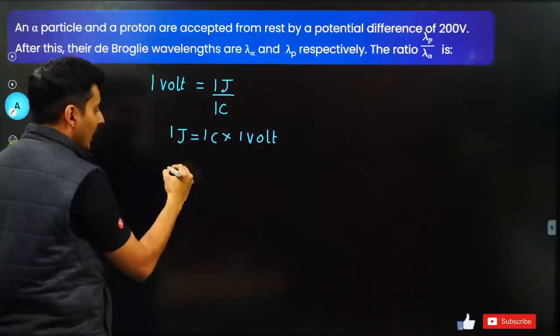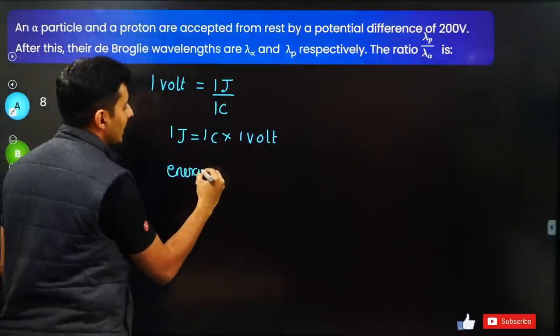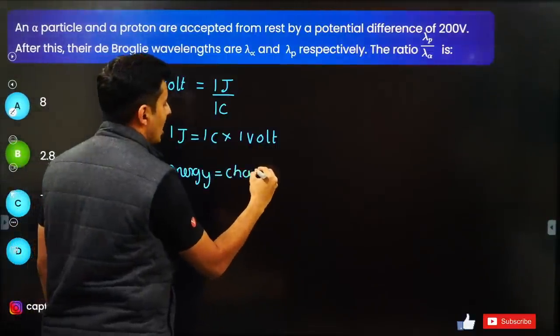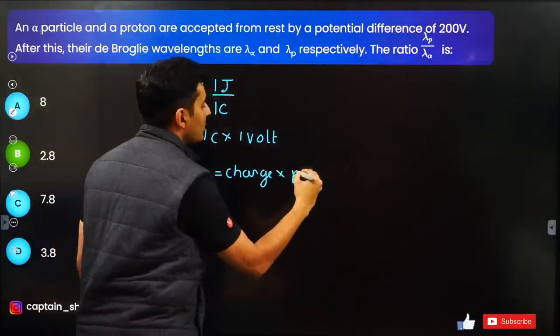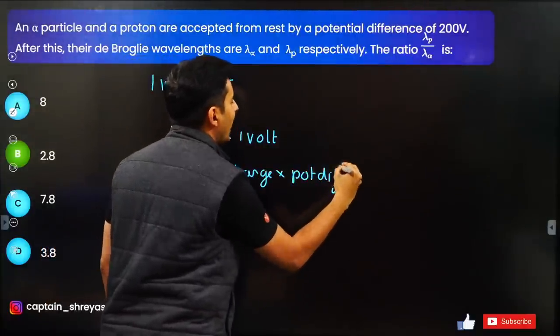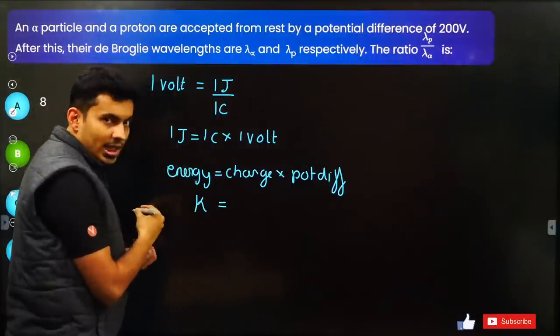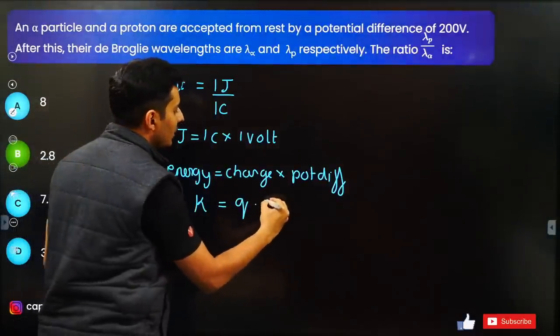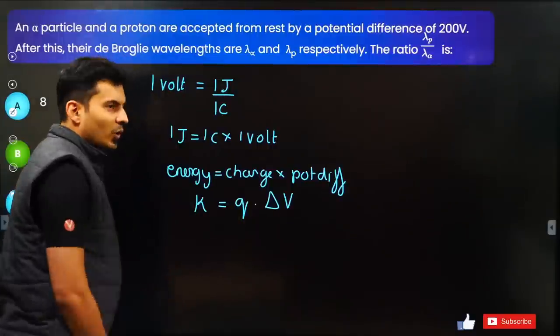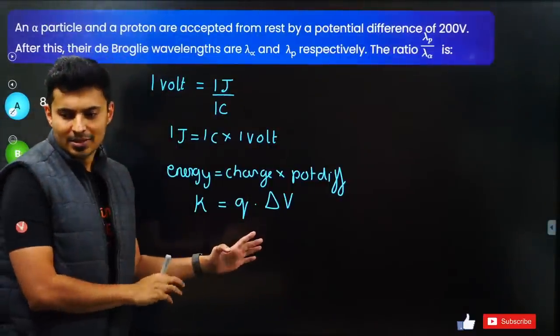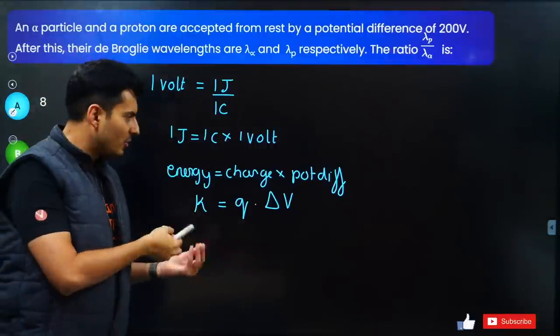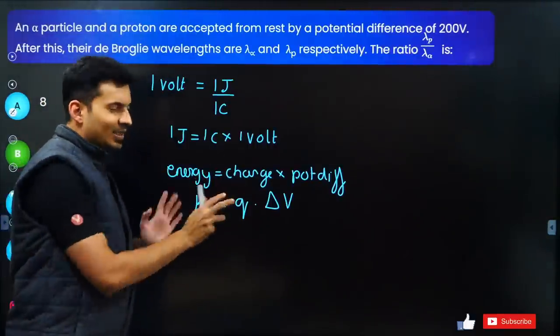So the energy that the particle gets is basically how much charge you take into how much potential difference you accelerate it with. Hence, that kinetic energy which the charge gets is the charge into the potential difference. This is the formula for that. It is there in electrostatics, so it's a previous topic. I was assuming you knew it. Anyway, I'm telling this to you right now.